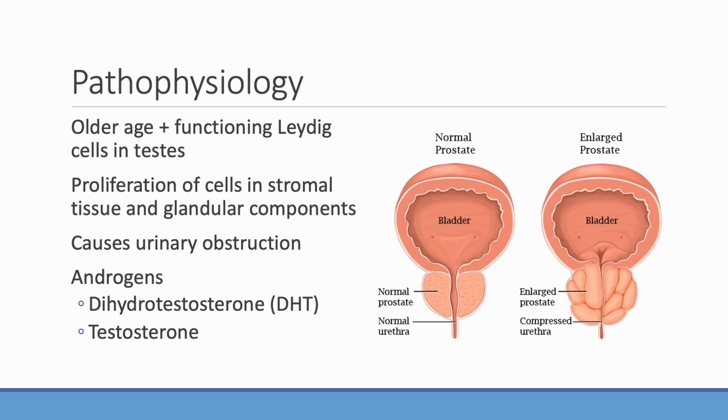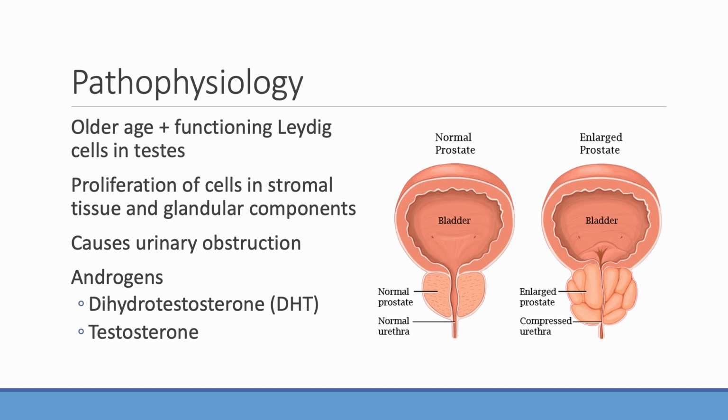For the pathophysiology, some things that can play a role include older age, and then also the Leydig cells in the testes, which, if you have listened to the androgen and anti-androgen lecture, we talk a little bit more about what those Leydig cells are responsible for. But they will cause proliferation of cells in the stromal tissue and the glandular components.